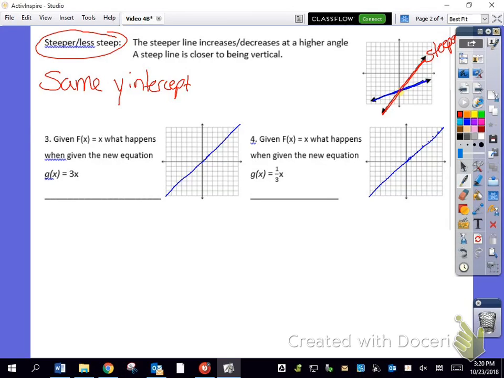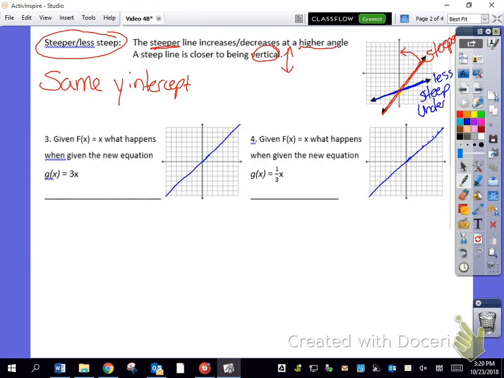You have something like the Titan that's very, very steep, so it has a higher angle. It's closer to being vertical, closer to being straight up and down. So the Titan is steeper than something like the Runaway Mine Train. This one is less steep. If it's less steep, it's going to be under. The one that's less is under.